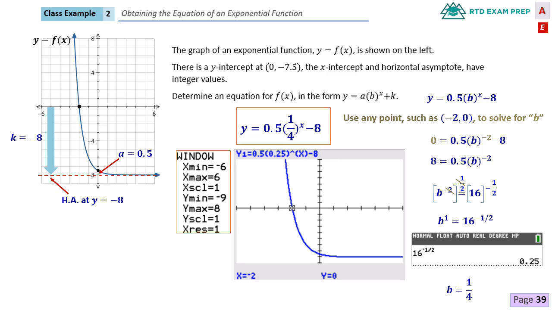Notice I set the window settings to be between -6 and +6, and -9 and +8 to match what I was given in the original question. My exponential curve looks like the one given, and I feel confident in my answer.